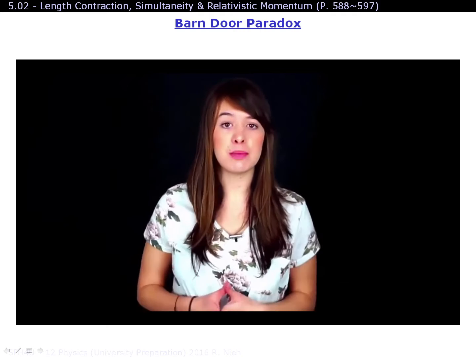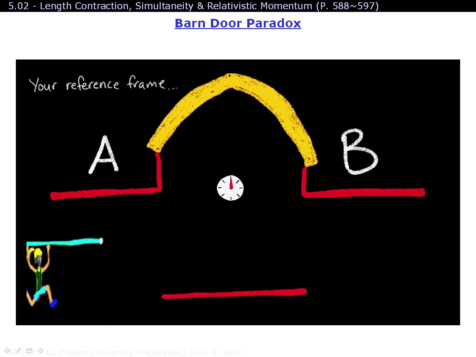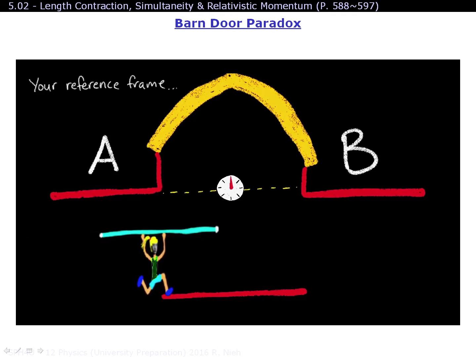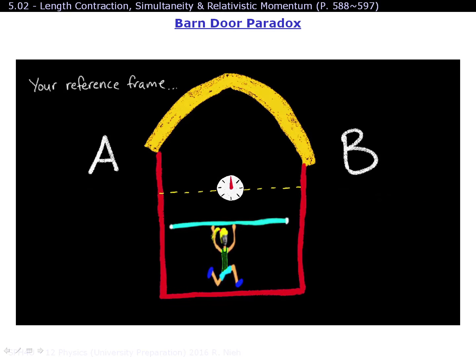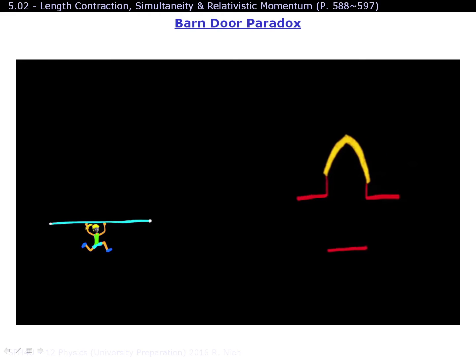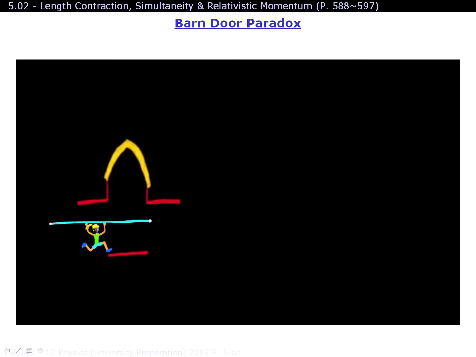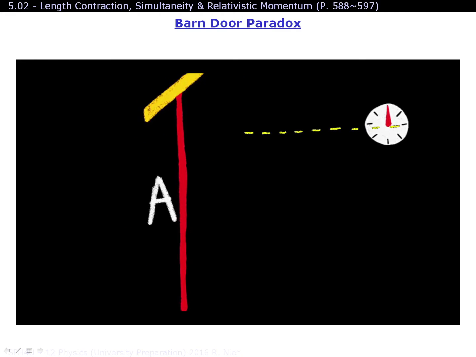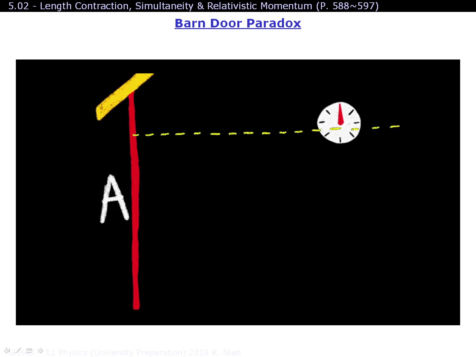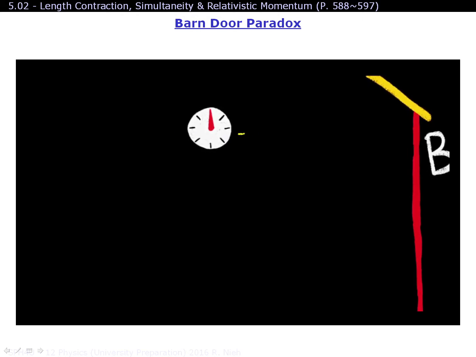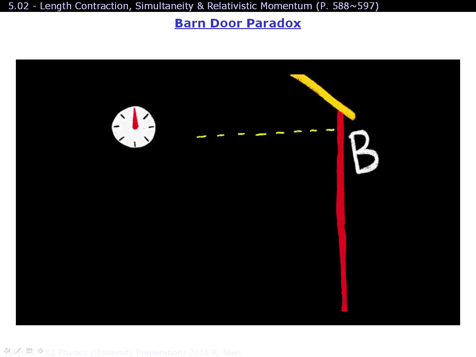So if we look back at what's happening with Alberta and her pole, from your reference frame, the timer goes off and the signal reaches doors A and B at the exact same time, and so both doors shut simultaneously with Alberta safely inside. Now from Alberta's reference frame, the barn and its doors are all moving. Door A is effectively running away from the signal, so it takes a longer time to reach it because it has more distance to cover in the chase. Door B, on the other hand, is moving to meet the signal, so it takes a shorter time to reach it because it has less distance to cover.